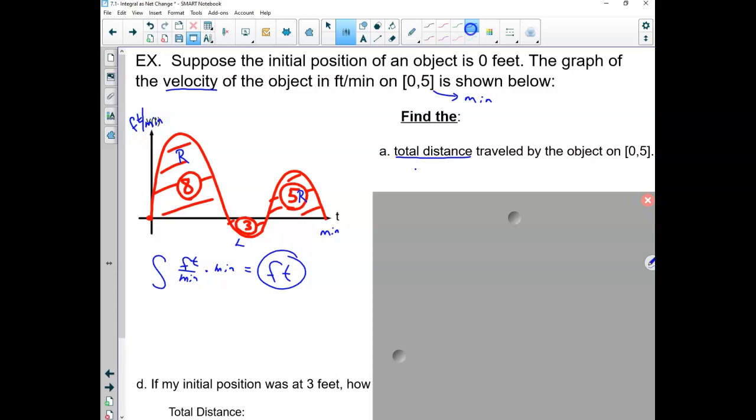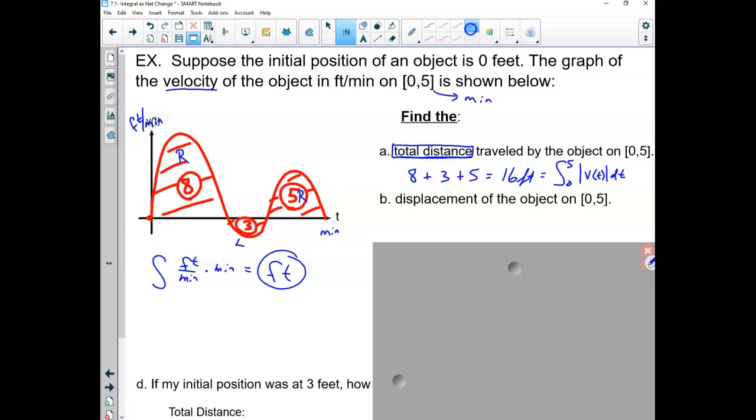Well, I travel 8 to the right, plus I'm also traveling 3 to the left, plus another 5 to the right. Now, the total distance traveled, remember, that's forward and back summed up. My total distance traveled is going to be 16 feet. And what the total distance traveled is, that's basically the same as my integral from 0 to 5 of the absolute value of v of t dt. That's total distance traveled. And what we're trying to do is get a feel of how we find total distance and what the displacement of the object is.